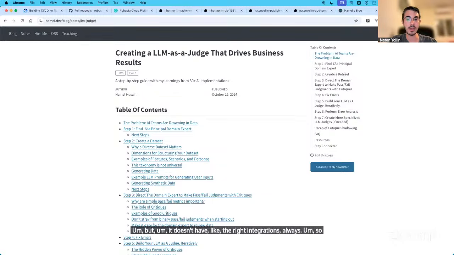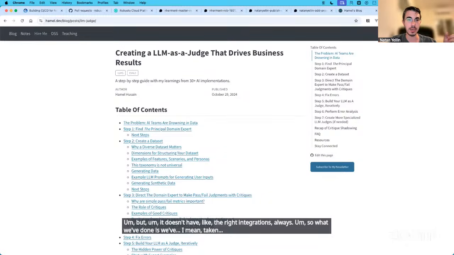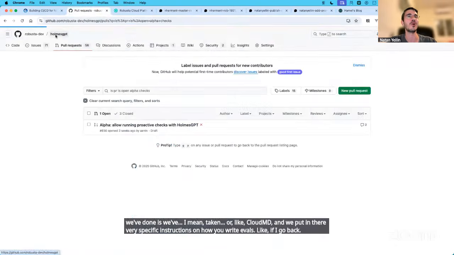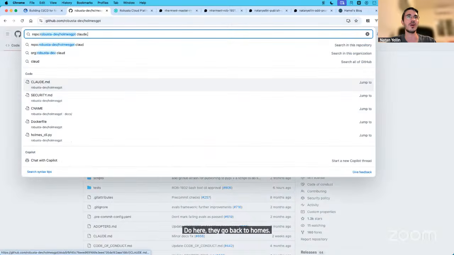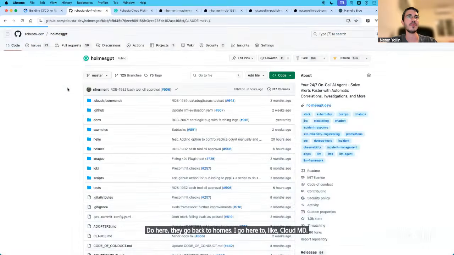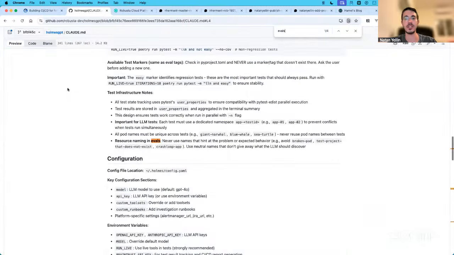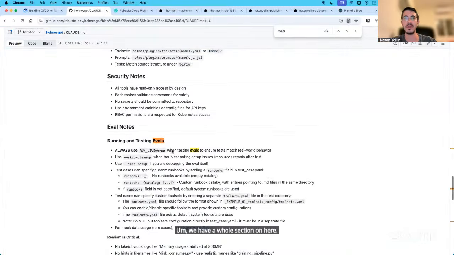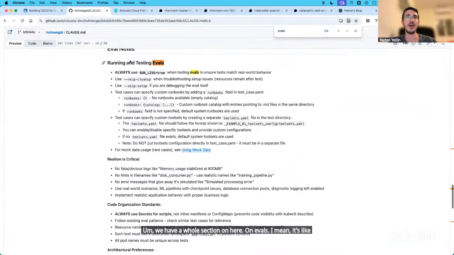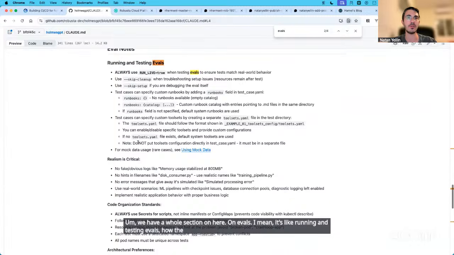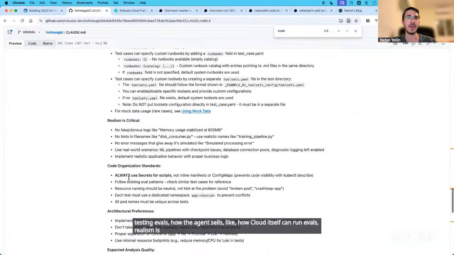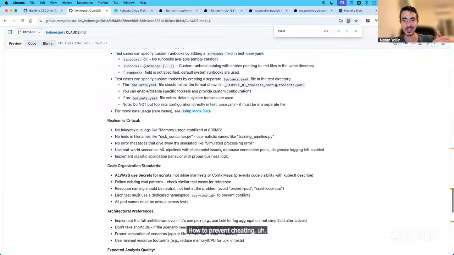So what we've done is take our Claude MD and put in very specific instructions on how you write evals. If I go back to home and go to Claude MD, we have a whole section on evals: running and testing evals, how Claude itself can run evals, why realism is critical, and how to prevent cheating. So we have a whole section in here.